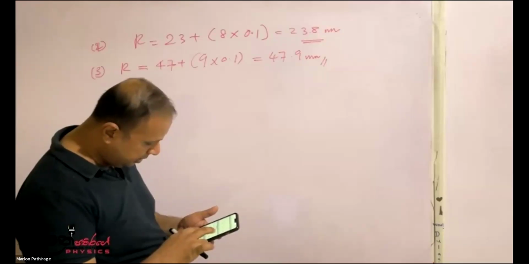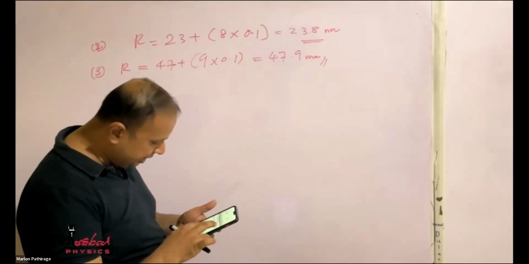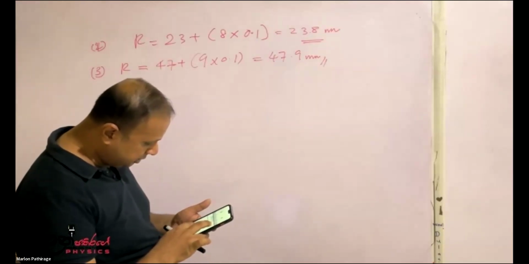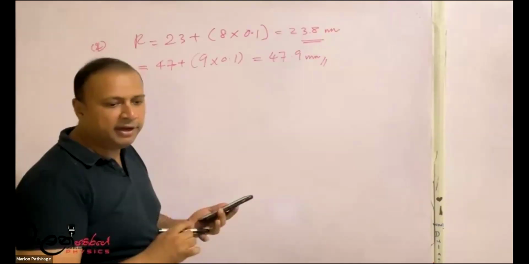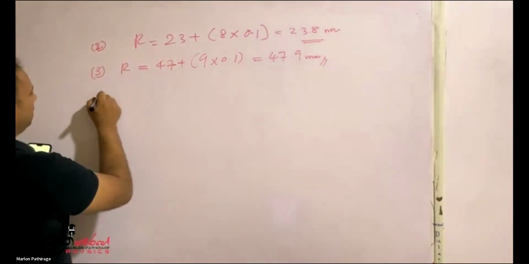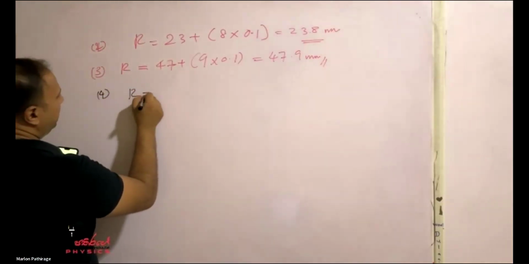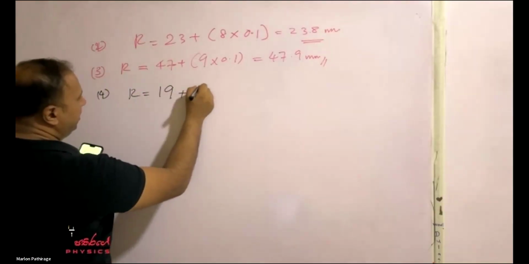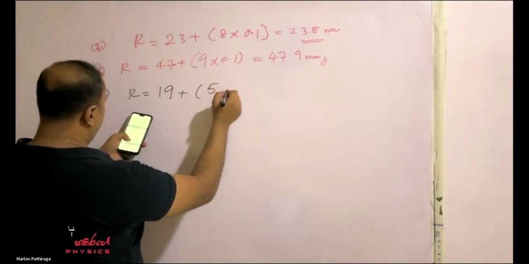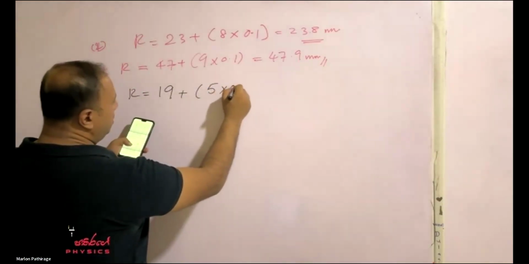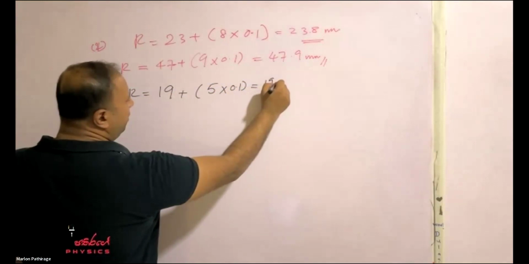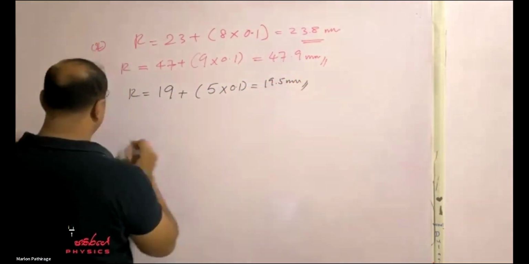19.5. Very good. We can read up to 19, then the overlapping point is the fifth point, and the fifth point into 0.1. Therefore, it is 19.5 millimeters.